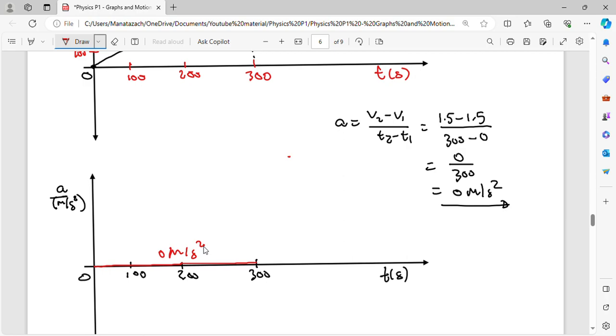and acceleration time graphs. I'll be doing part B on the next lesson, where I'll be solving a problem, having been given the acceleration and being required to work out the velocity time graph and the displacement time graph. Please stay tuned for that lesson.